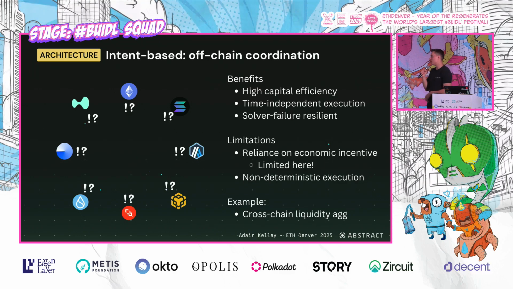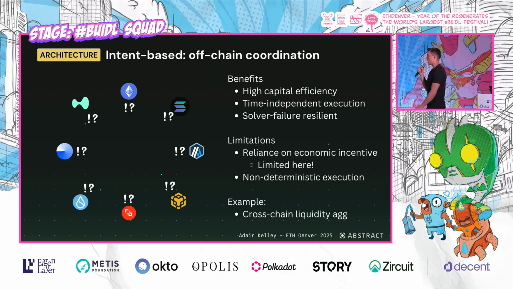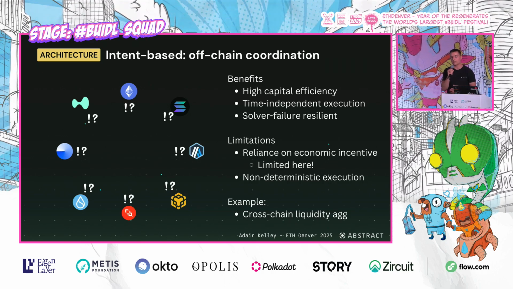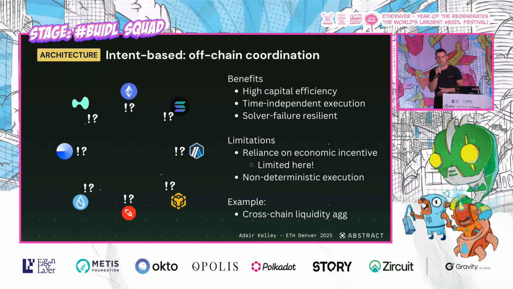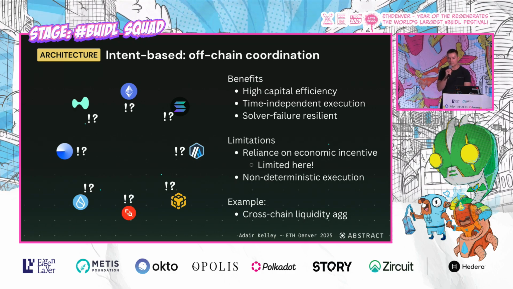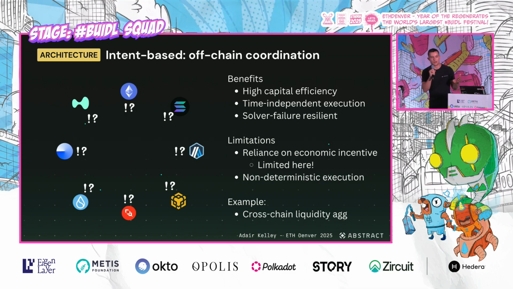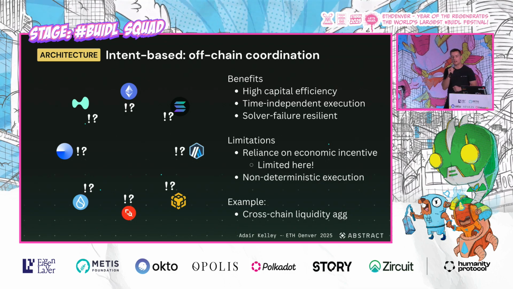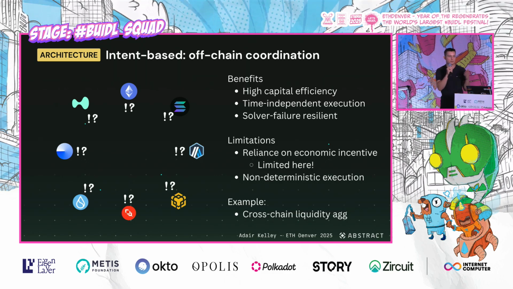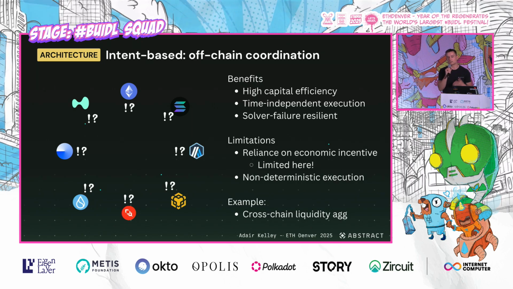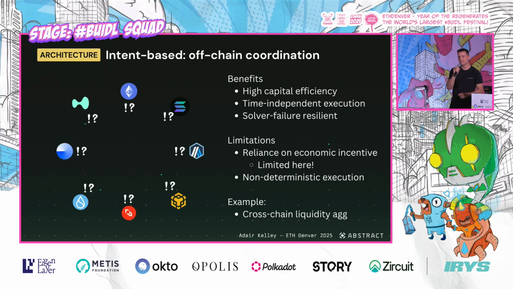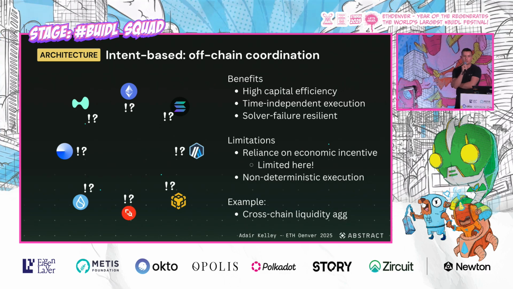So what about intent-based coordination? This generally happens off-chain, where you have a solver that solves for the intent that you propose, and this has very high capital efficiency because it's just an off-chain entity. You don't need to bridge things. You don't need to unwrap your assets, and you can execute this independent of the time within your application, because you can broadcast an intent, and maybe it gets solved a month later, maybe it gets solved in the next few minutes. It's also resilient to solver failures. If someone was unable to fulfill your intent, then some other solver will be able to solve it eventually.